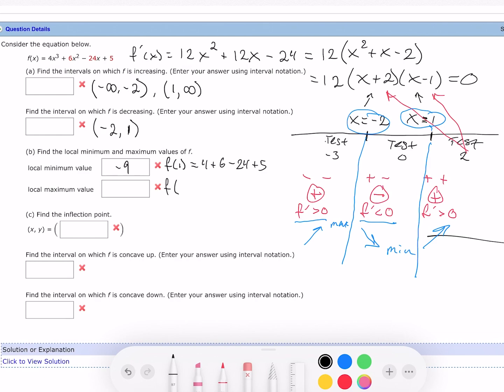Our maximum occurs when x is equal to negative 2. So we need to evaluate f of negative 2.